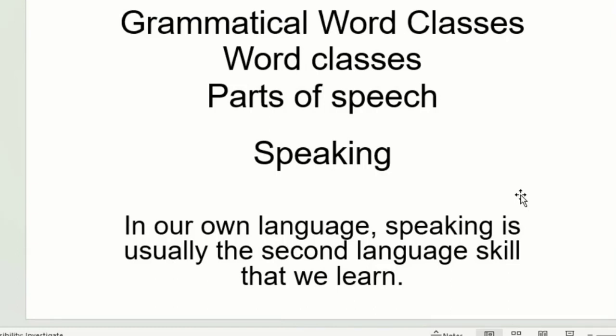All this is about speaking. Remember I said speaking is the second skill that any professional person should have. You've got to develop that. As a working person, as a public writer, as a public speaker, you need to understand that. Then I repeat this because I said it. In our own language, speaking is usually the second language skill that we learn.